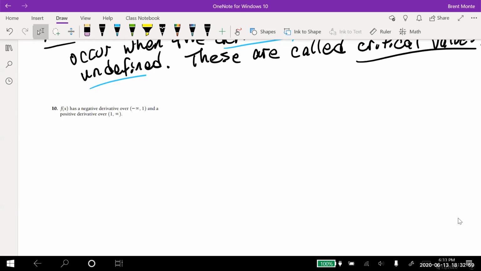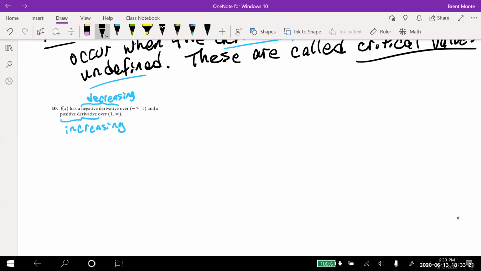If it's negative, the slope is negative. That means the graph's going down. So notice, negative derivative right here, that means it's decreasing. The function is going down from left to right. And then over here where it says it's got a positive derivative, I know the function's increasing.